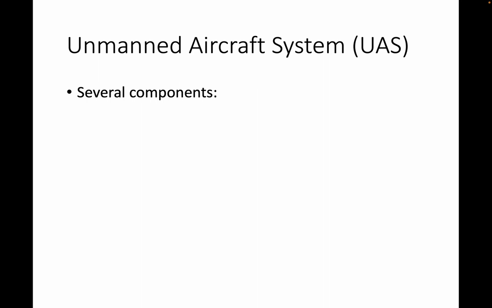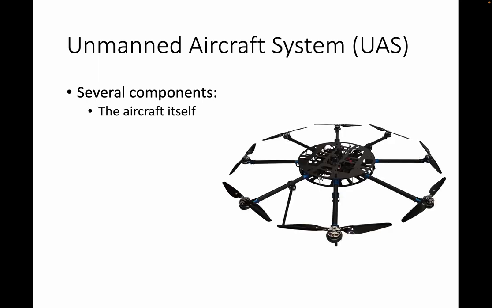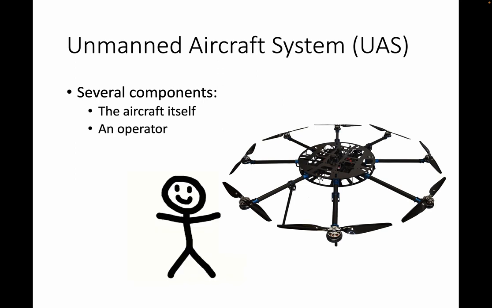Again, a UAS, unmanned aerial systems or unmanned aircraft systems, you'll see both used, has several components. Obviously, there's the aircraft, the UAV or the drone itself, and there are many different types of drones. We'll talk about those in a minute. There's also an operator, you or someone else flying the drone, making decisions about what to do and where to fly. There may also be other people involved in a mission, and we'll talk a lot more about that as we go through the course.